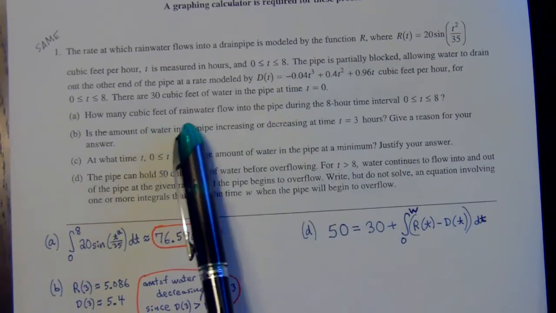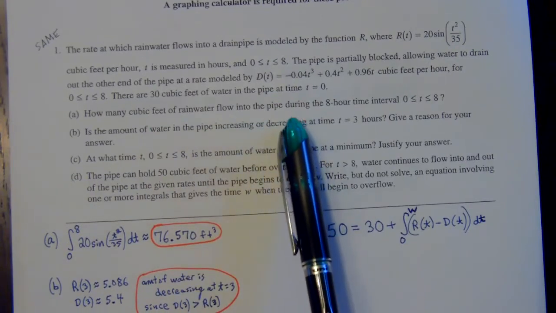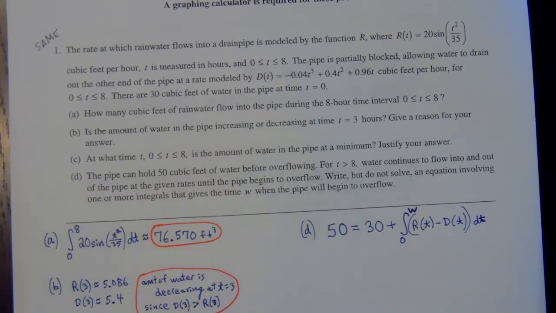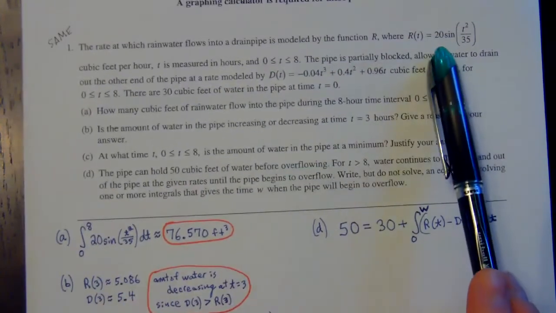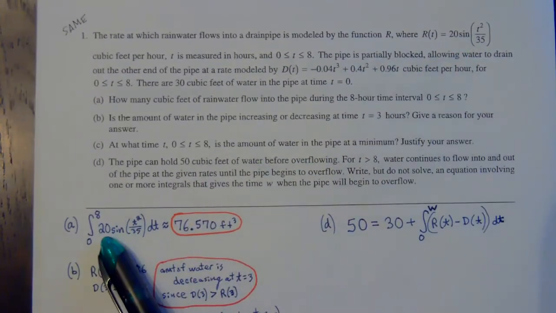Part A just says how many cubic feet of rainwater flow into the pipe. So I don't care what was already there. I don't care how much is going out. All I care is how much is flowing in, which is strictly the R of T. Your integral is an accumulator.